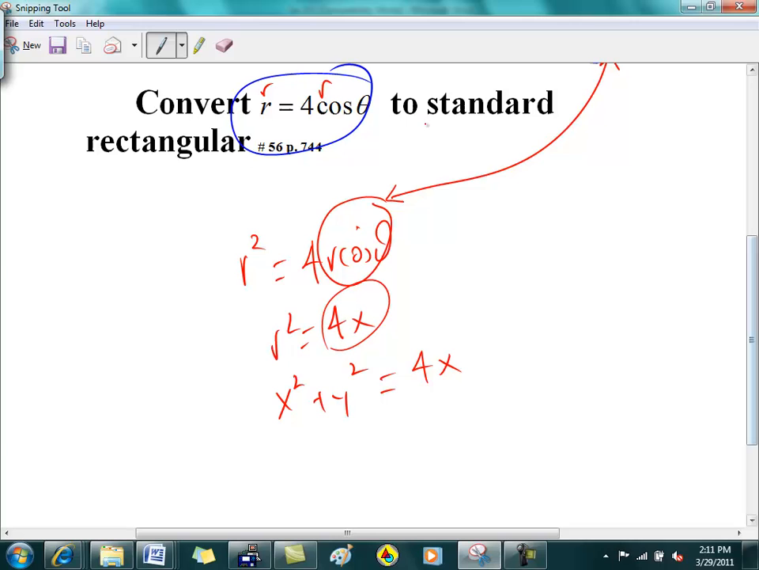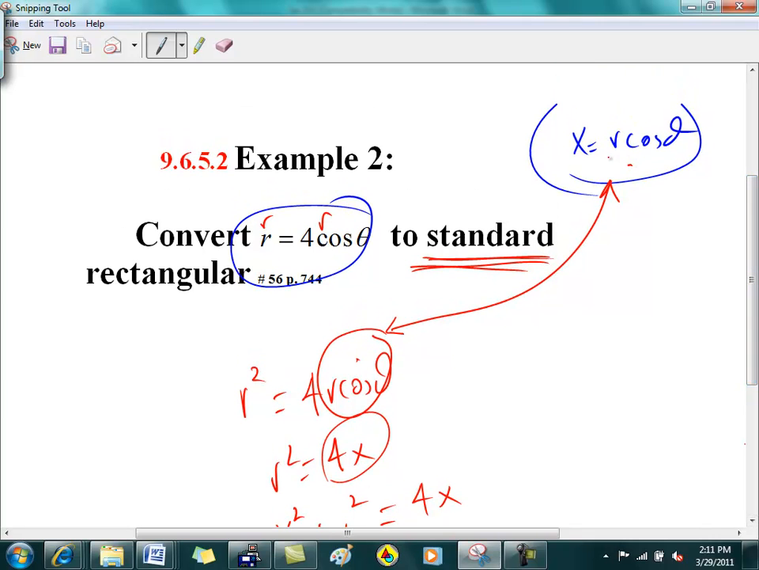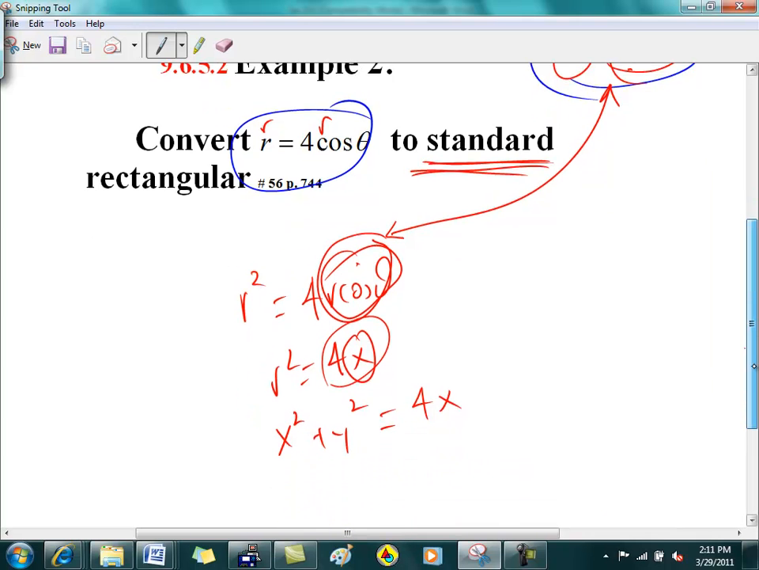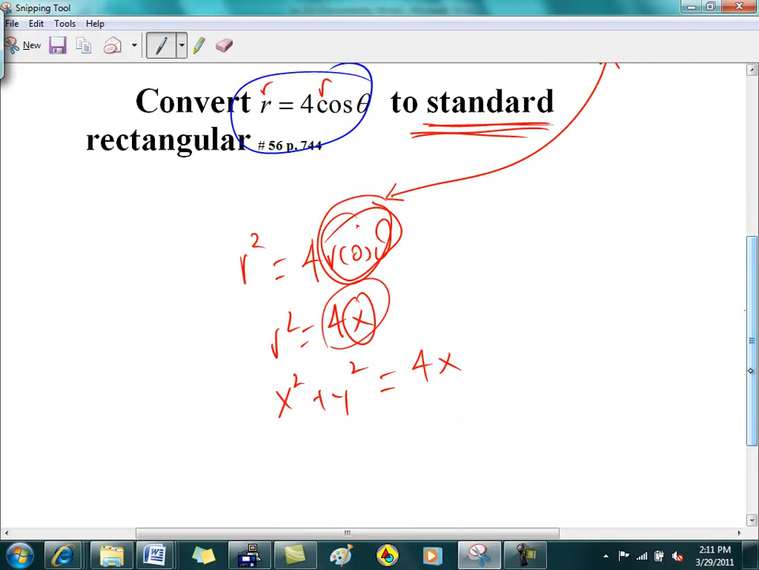Because notice it's saying that I want standard rectangular. Standard rectangular. Okay. See how you've got r cosine theta? Isn't that equal to x? Isn't this r cosine theta? Can I not replace that with an x? And when I do, don't I get that? Okay. All right, Connor. So then we just subtract 4x from both sides. And then what? Divide x. Divide 4. Just divide x.